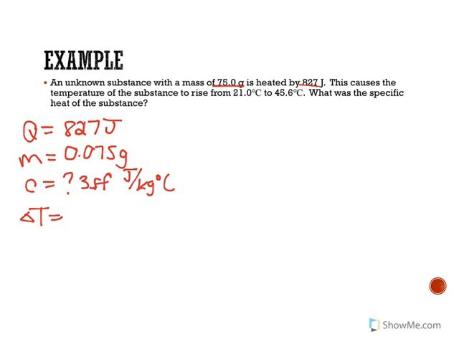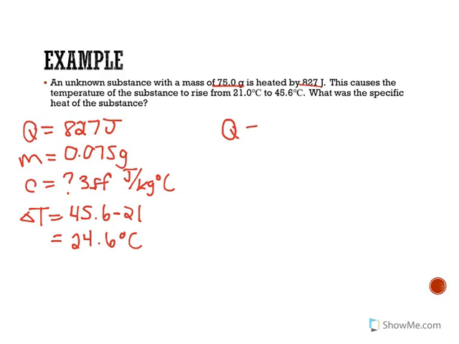So T final minus T initial, we have 45.6 minus 21. So if we figure that out, we have 24.6 degrees Celsius.